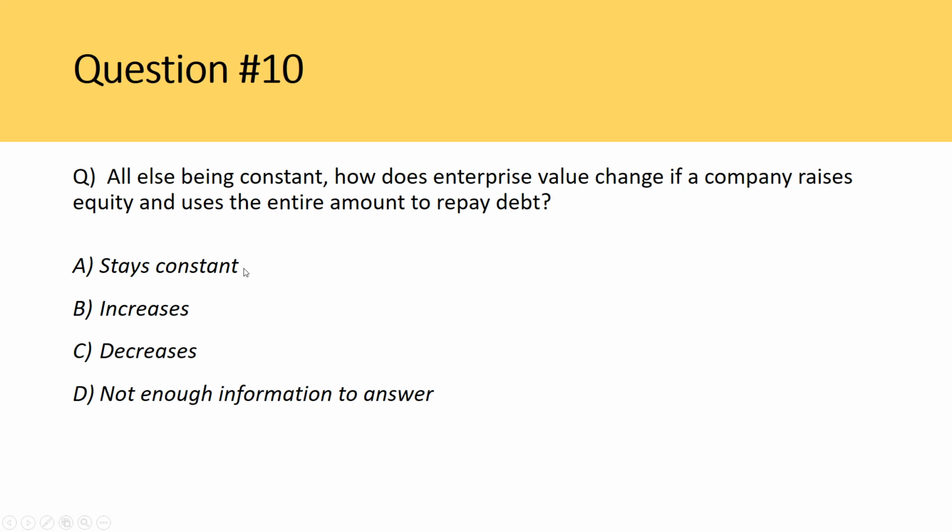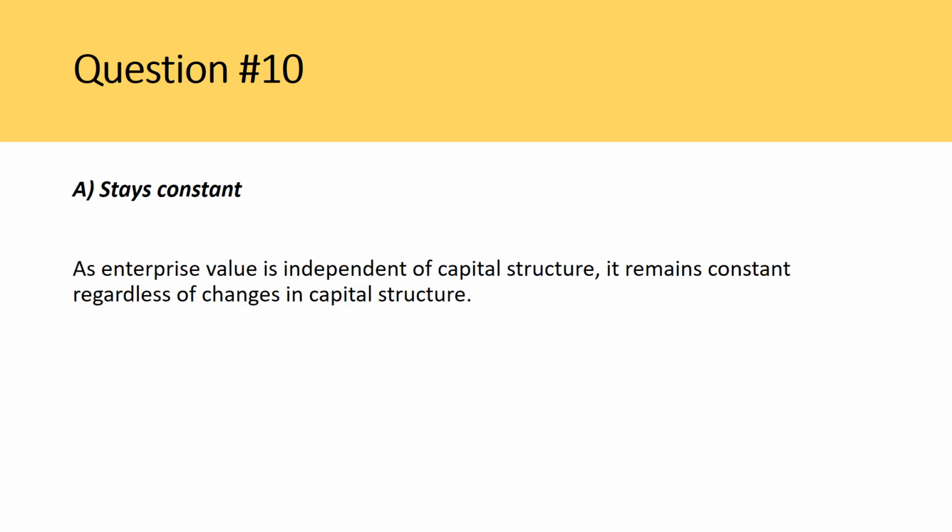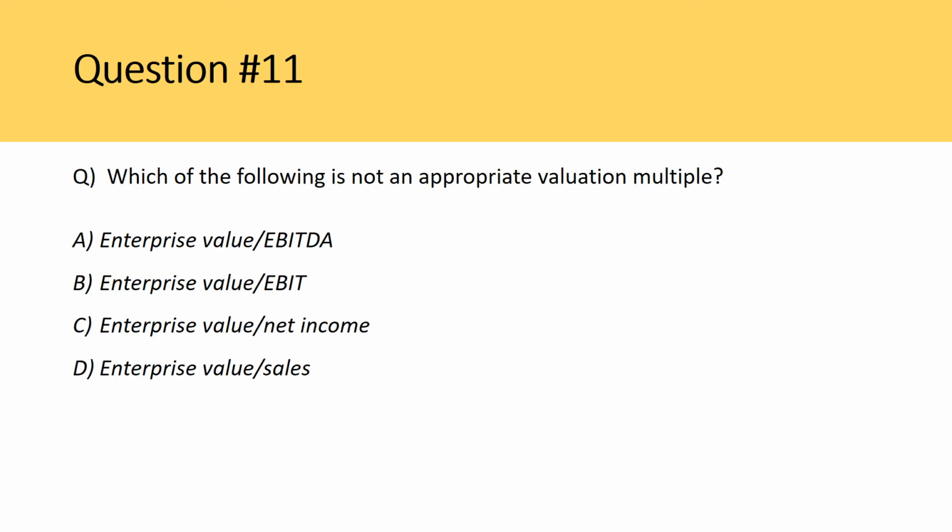The answer is A. And this is the reason why the multiples that are used in comparable companies analysis are based with the numerator as enterprise value. Okay, question 11. Which of the following is not an appropriate valuation multiple? Enterprise value to EBITDA, enterprise value to EBIT, enterprise value to net income, or enterprise value to sales?